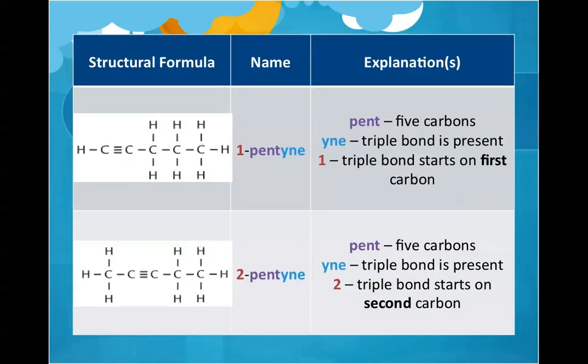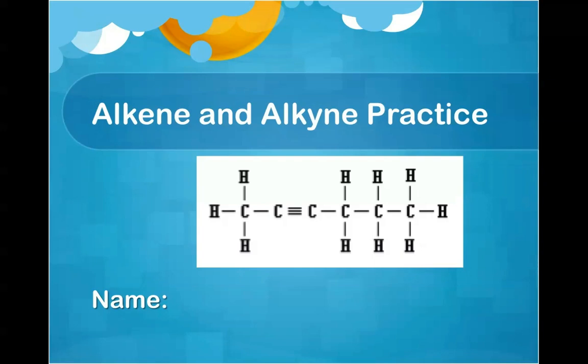Same thing with 5 carbons. We have the numbers representing where the triple bond is, the pent representing the 5 carbons in the chain, and the YNE showing us that we have a triple bond located at that numbered carbon. So just some quick practice, try these out. You should see for this first one, we have a triple bond, we have 6 carbons, and the triple bond is located on the 2nd carbon, so 2-hexyne.